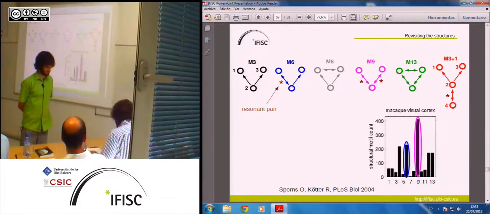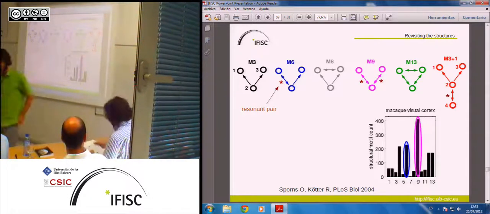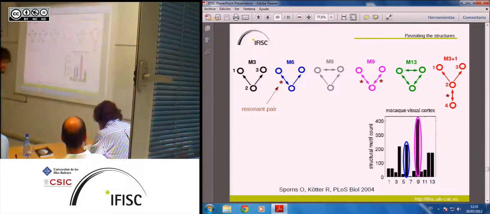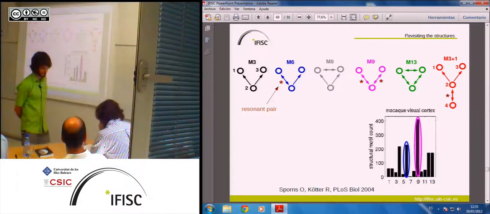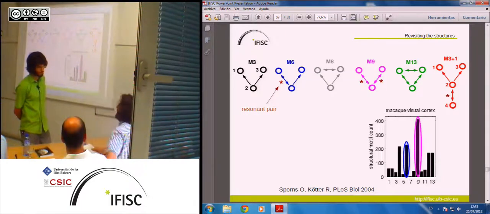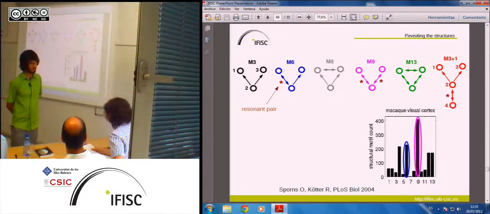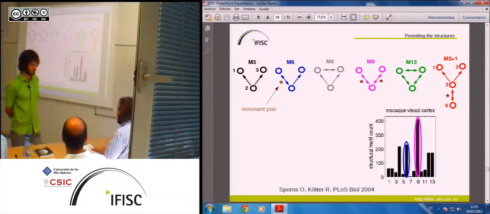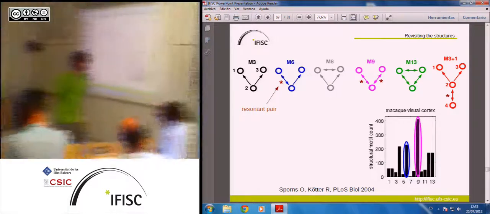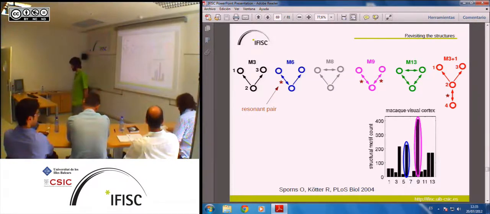So here also it compares the two cases, right? For example, for the 6, well, it's more or less as frequent as in the random case. But motif 9 is much advanced. Motif 9 is the only one that in the case of the macaque is much advanced. That's true, but the rest are not.